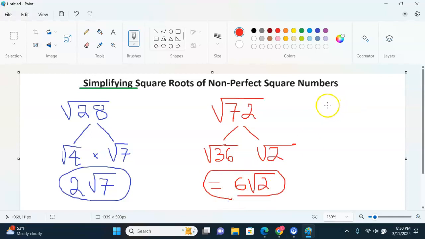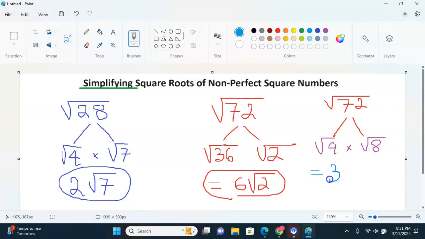Now let's try a different pair to see if we get the same answer, because I noticed that the square root of 72 is the same thing as the square root of 9 times the square root of 8, right? 9 times 8 is 72. And then I realize, oh cool, the square root of 9 is a perfect square. That's going to give me 3. So again, the 3 comes from the square root of 9 times the square root of 8.